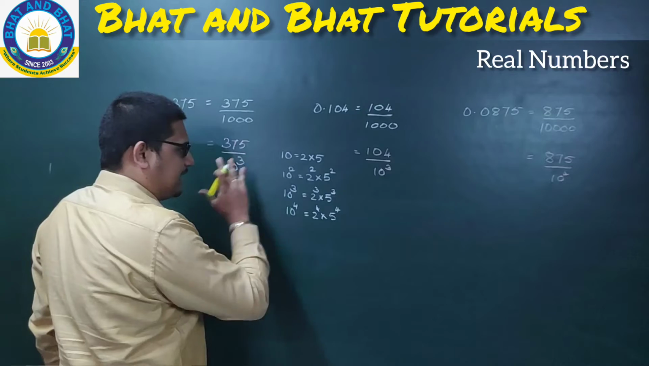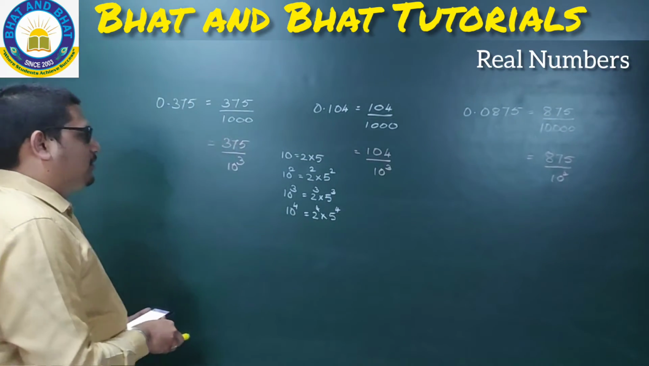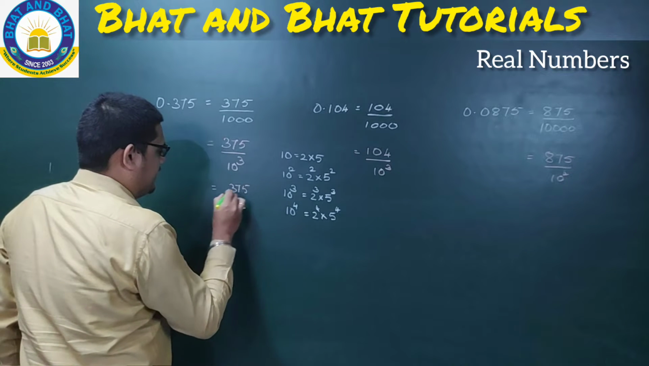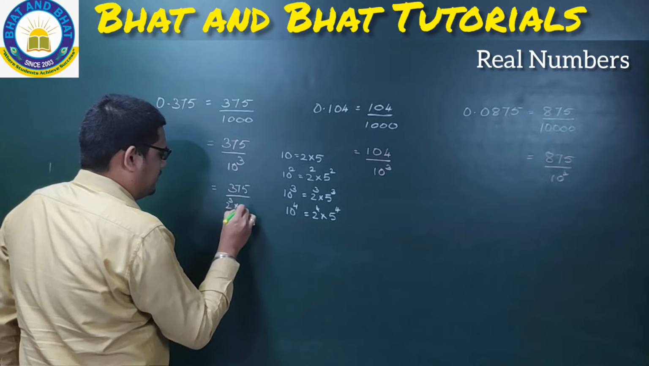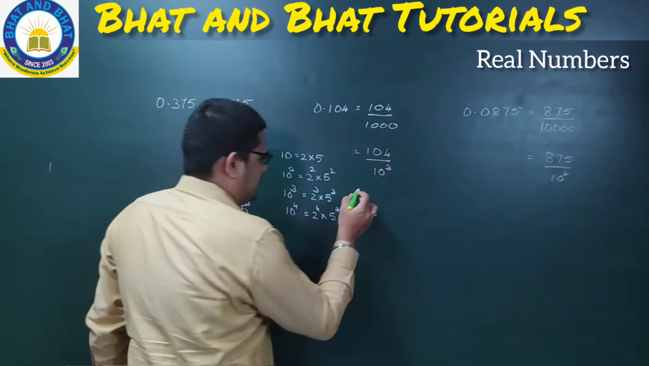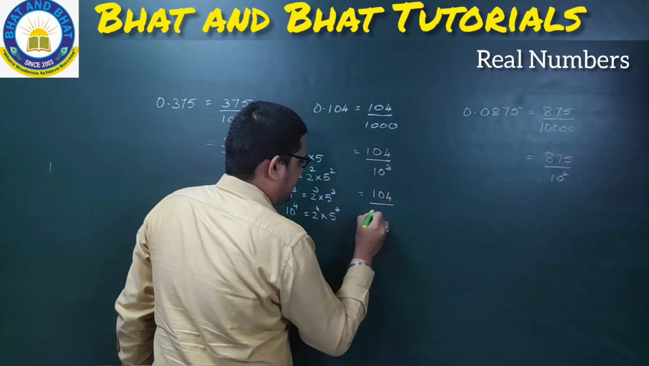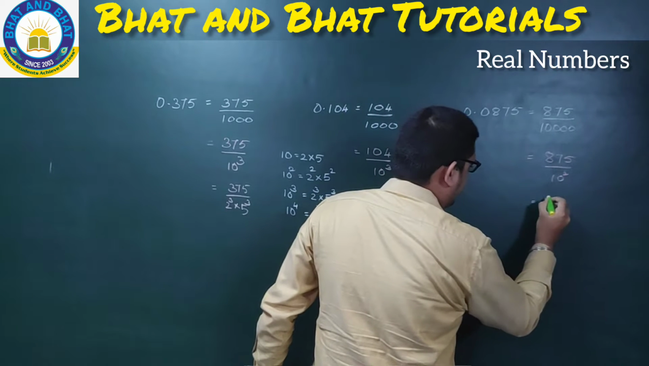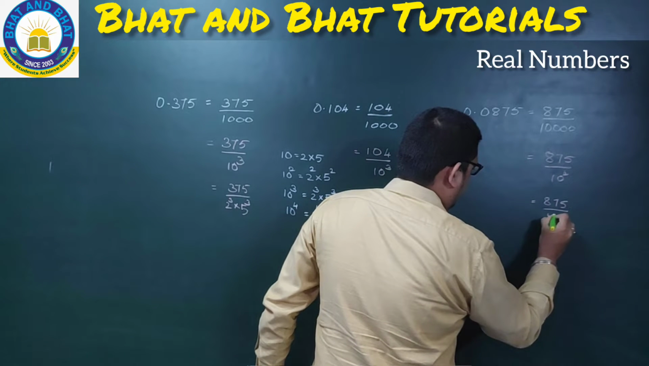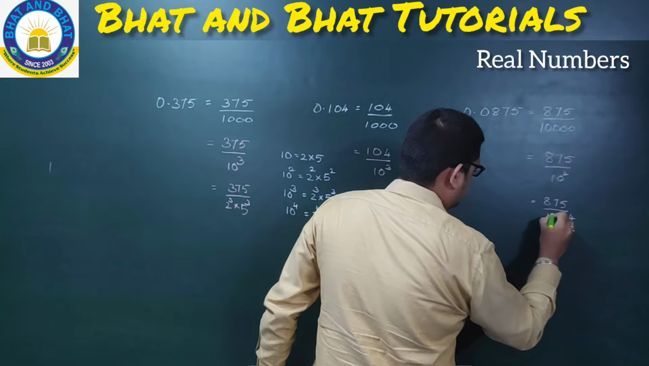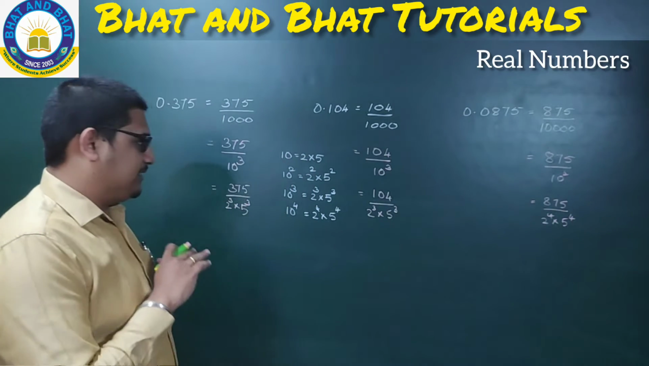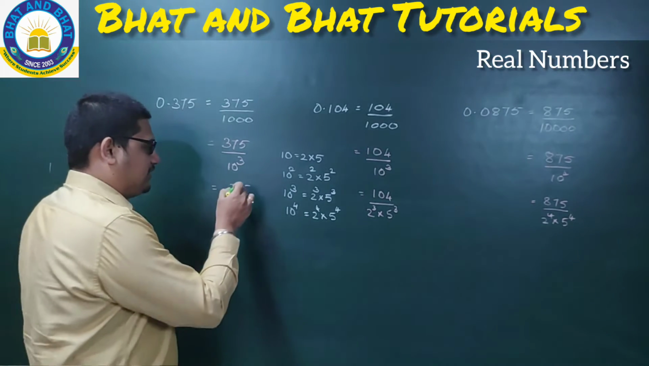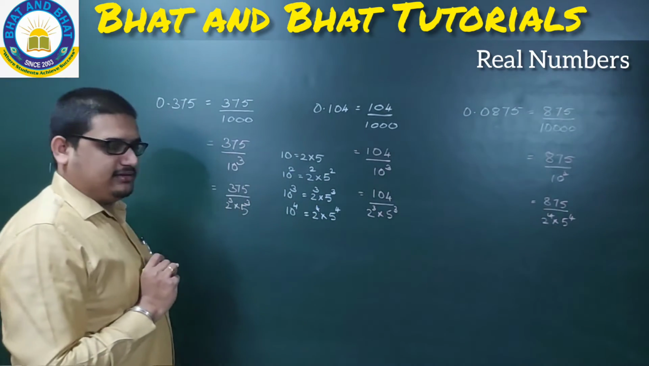So let me use this and apply to the 3 examples that we have taken. 375 divided by 10 to the power 3 becomes 375 divided by 2 to the power 3 into 5 to the power 3. Similarly, this becomes 104 divided by 2 to the power 3 into 5 to the power 3. And this becomes 875 divided by 2 to the power 4 into 5 to the power 4. I hope you have understood till here. Now we shall go for prime factorization of the numerators.